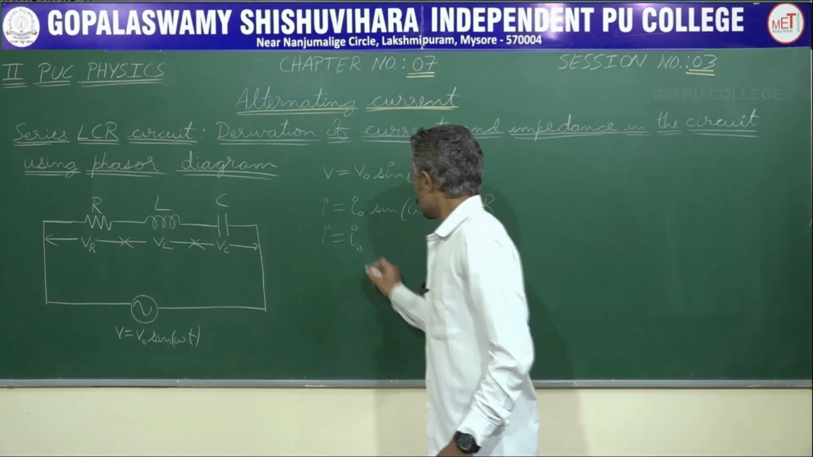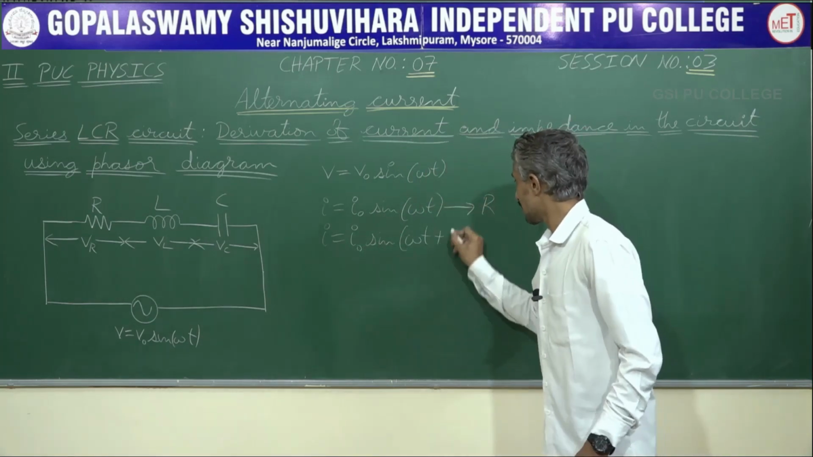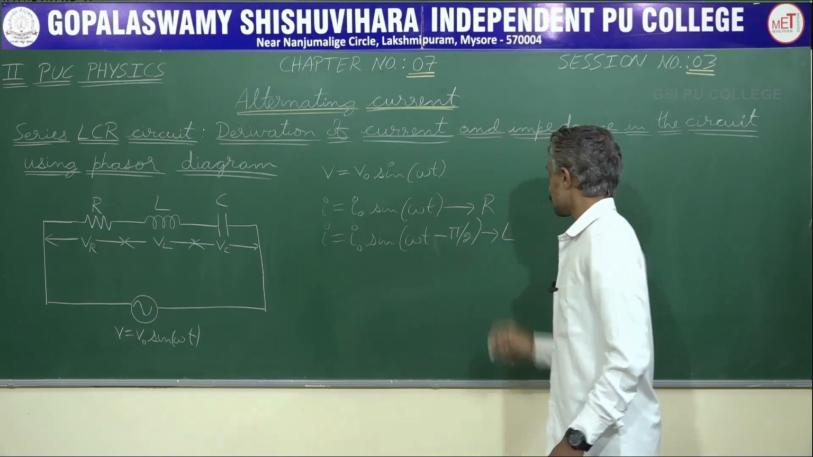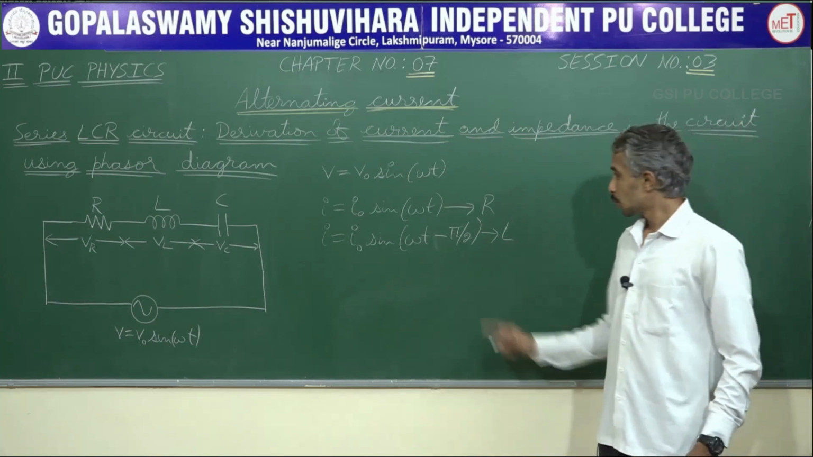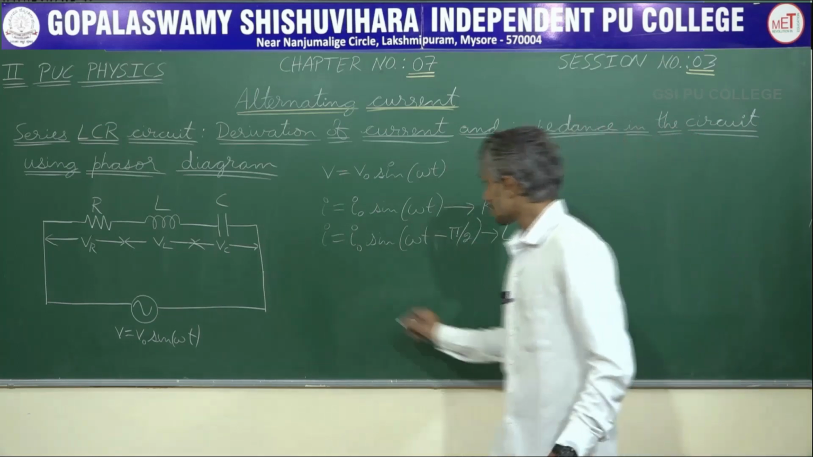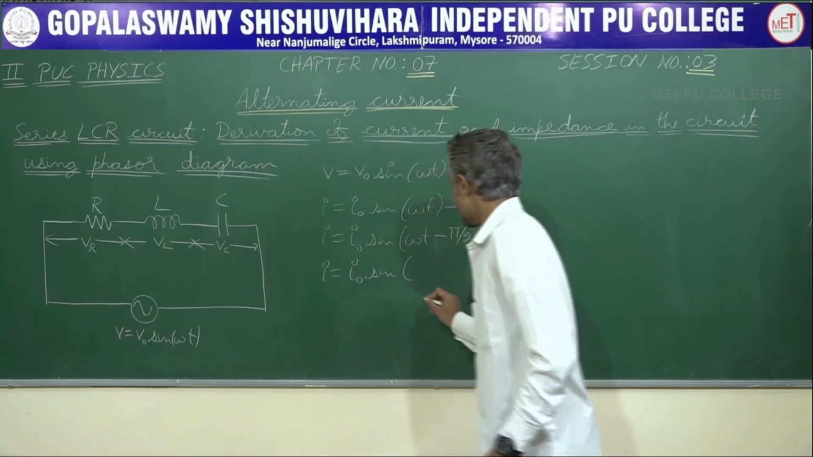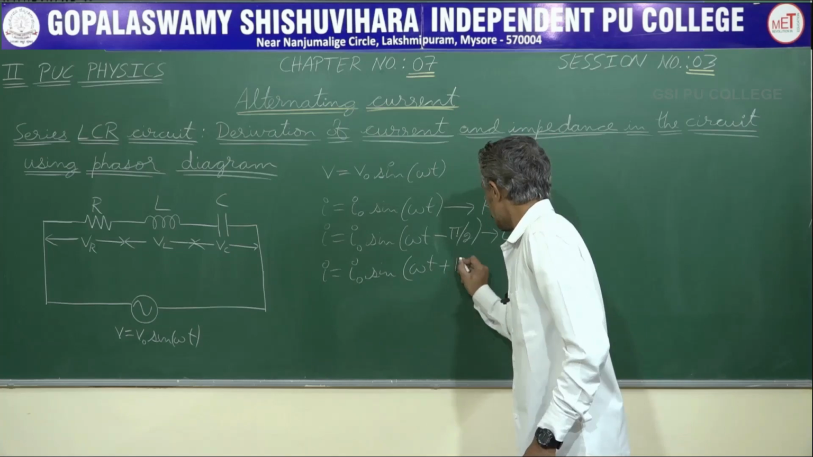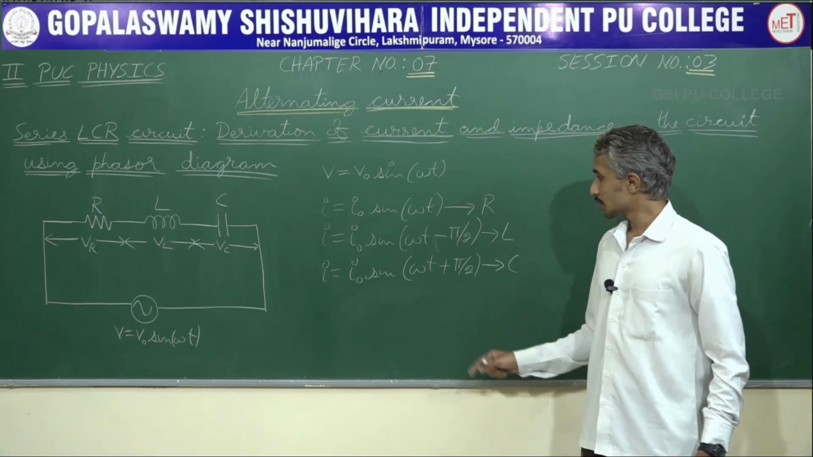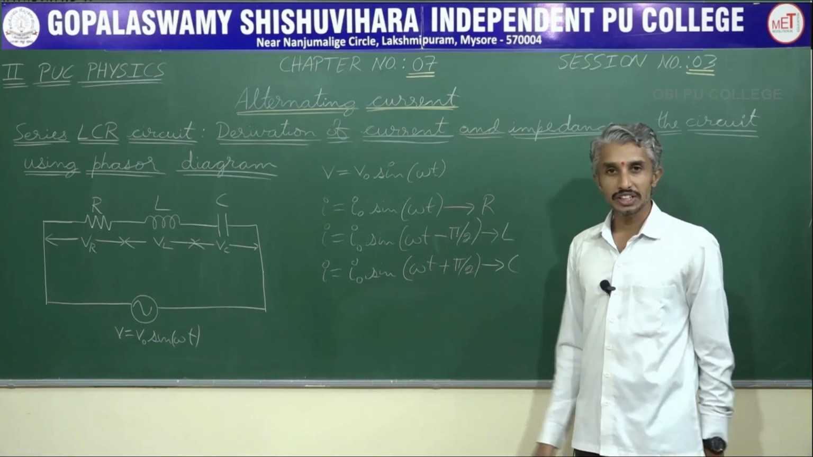Whereas for an inductive circuit, the current was given by I is equal to I0 sin of omega t minus pi by 2. This was in case of an inductive circuit where the current would lag the voltage by pi by 2 radians. For a capacitive circuit, the current was given by I is equal to I0 sin of omega t plus pi by 2. So the current leads the voltage by pi by 2 radians.